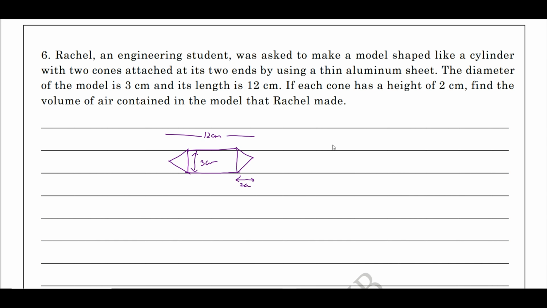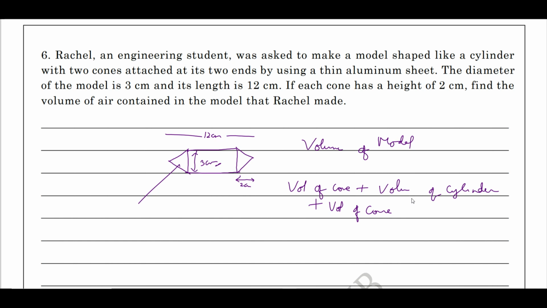So students, we should find out the volume of this combination. The volume of the model made by Raquel will be volume of cone plus volume of the cylindrical part plus volume of cone again. That is 2 times volume of cone plus volume of cylinder.